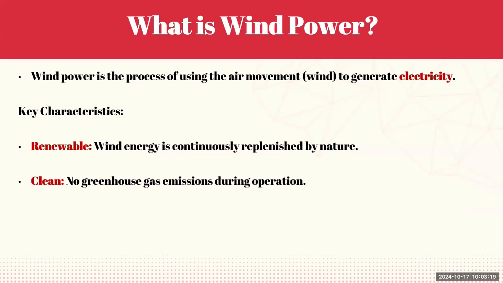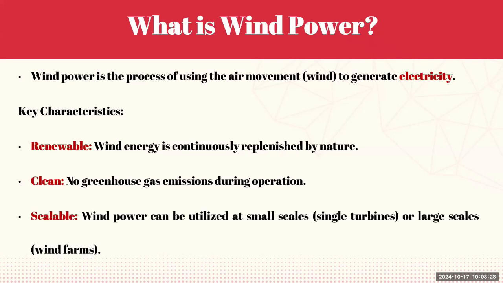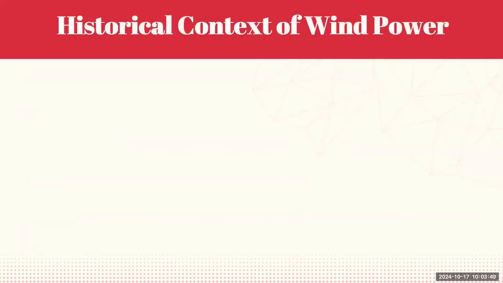Moreover, it's clean. Unlike fossil fuels, wind power doesn't emit any greenhouse gas during operation. This makes it an environmentally friendly source of energy. Thirdly, it's scalable. Wind power can be utilized on both small scales, like individual turbines, or large scales, like wind farms, which contain hundreds of turbines working together. Overall, wind power is a sustainable and flexible energy source that plays a crucial role in the renewable energy landscape. So let's dive into the historical context of wind power.